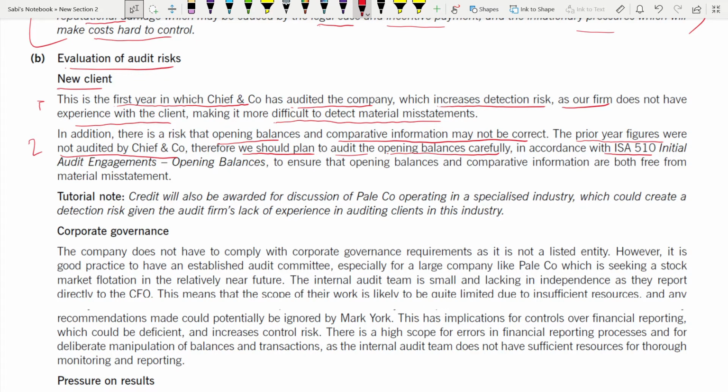The opening balances, to ensure that opening balances and comparative information are both free from material misstatement. First, you have to check them and then you have to audit the rest, which is this year. Because opening balances and comparative information come from the previous year, and in the previous year you are not the auditor, right? Chief and Company.